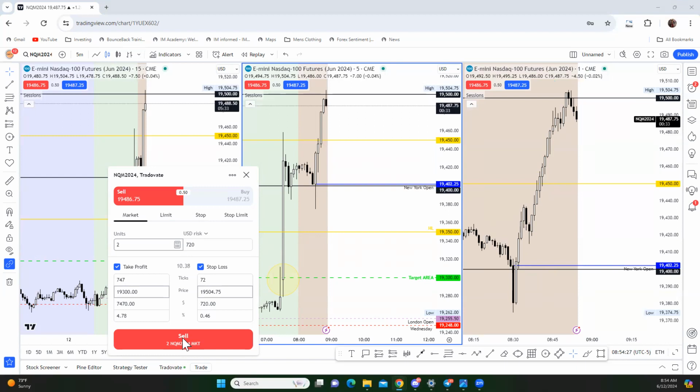Starting to see some weakness on ES as well. So let's see what we get here. See if we can get this. So yeah, I want to see how this 5 minute closes.